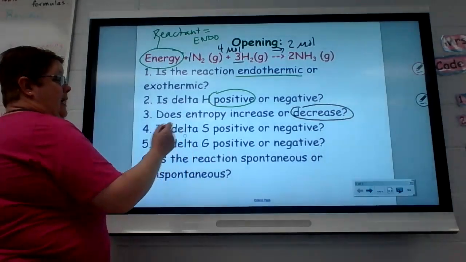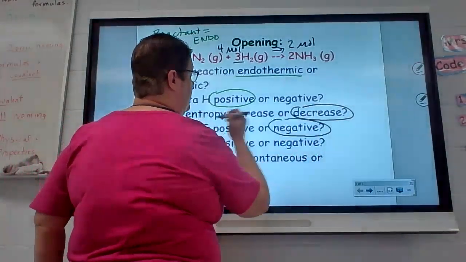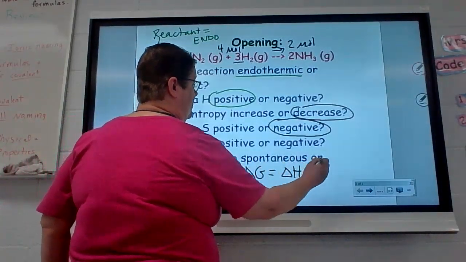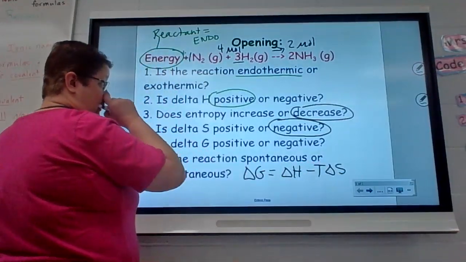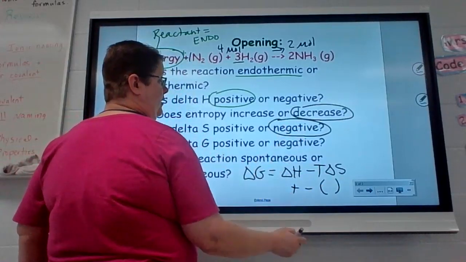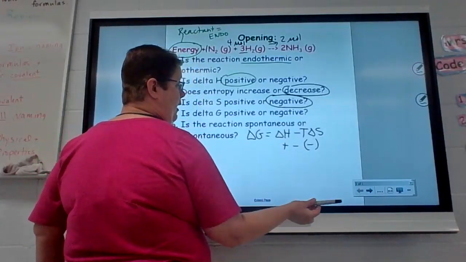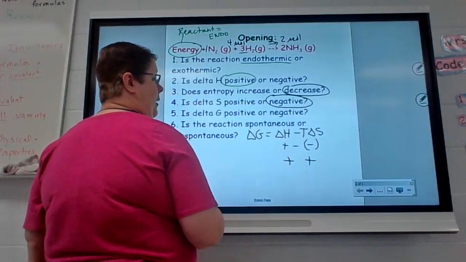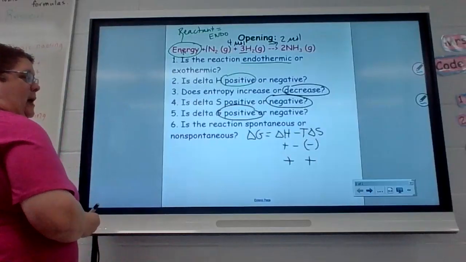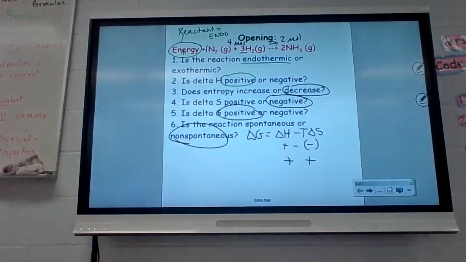Now, delta S. If it decreases, is it positive or negative? Negative. All right, so now you have to use your equation. Delta G equals delta H minus T delta S. What do we say delta H was up here? Positive. Minus, we don't need the temperature. You said delta S was what? Negative. So these two multiply, and we get a positive. What happens when you add 2 positives? It's positive. So delta G is positive. So are we spontaneous or non-spontaneous? Non-spontaneous.